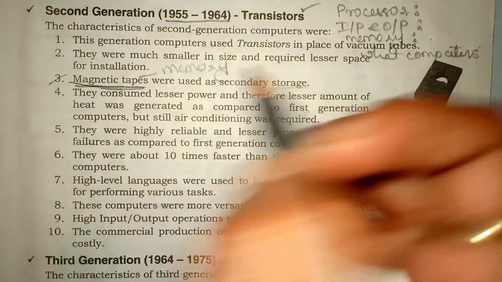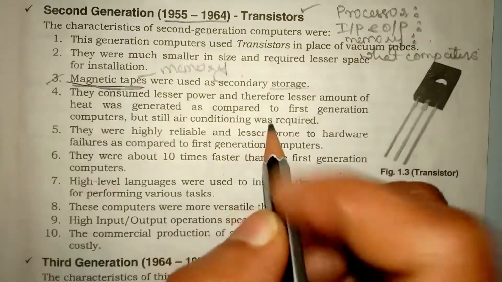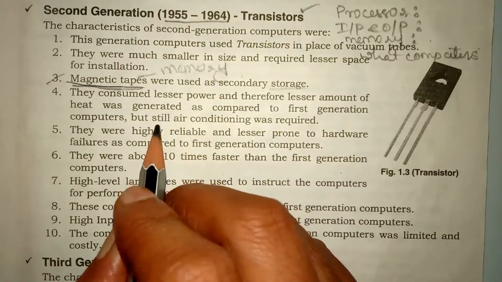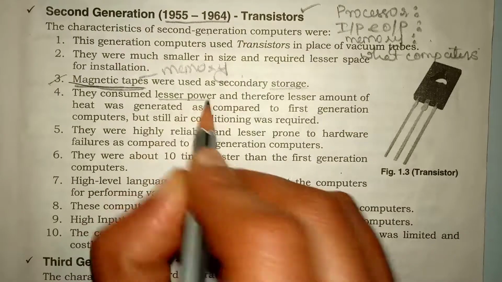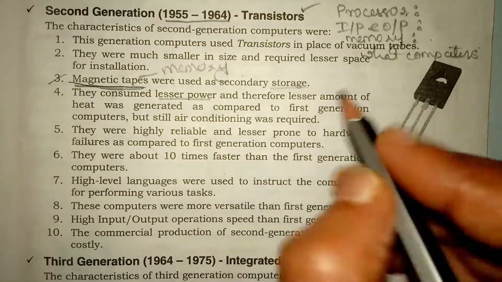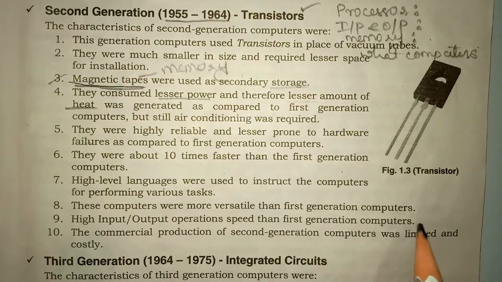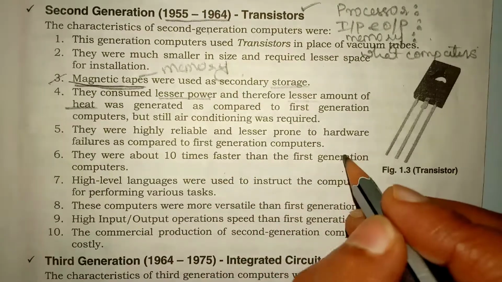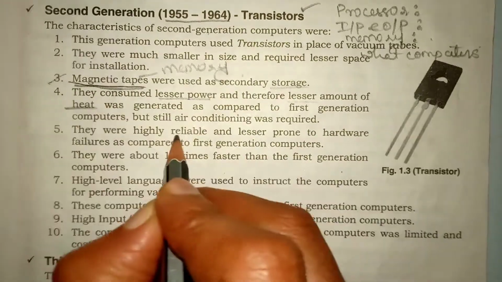In the first generation we discussed that it used to produce so much heat due to taking much electricity, but here, compared to the first generation, somewhat lesser power was used, therefore a lesser amount of heat was generated. Somewhat decreased here. And they were highly reliable and less prone to hardware failures. Compared to the first generation, these generation computers are reliable.